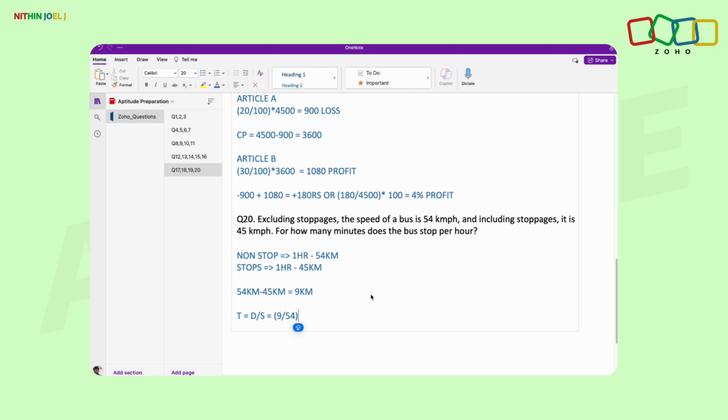So these 9 and 54 give the answer in hours, but the answer should be in minutes. So we are just multiplying this with 60 to get the unit as minutes. When this is solved, we'll get 10 as our answer, which is that the bus stops 10 minutes per hour. So in 1 hour, the bus is riding for 50 minutes and 10 minutes it's using for bus stops. So this is the answer for this 20th question.